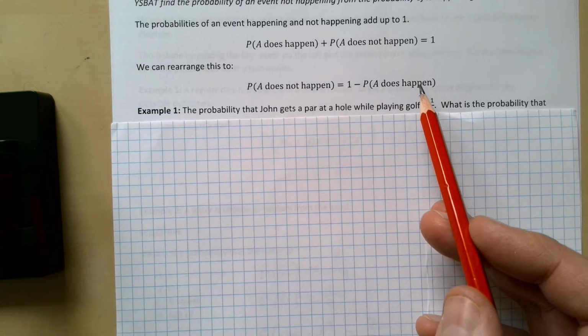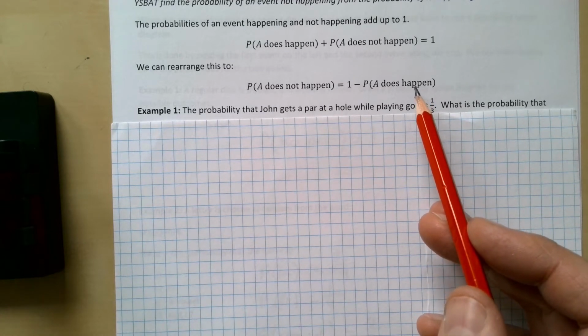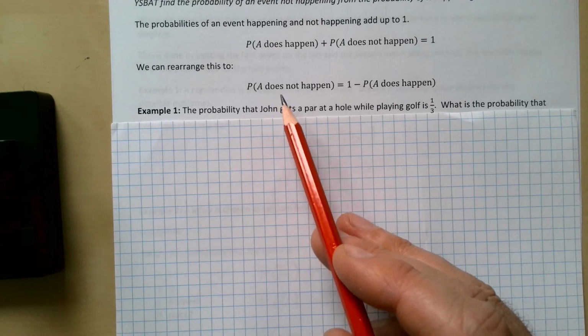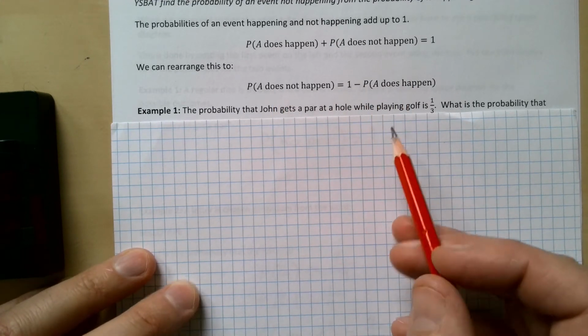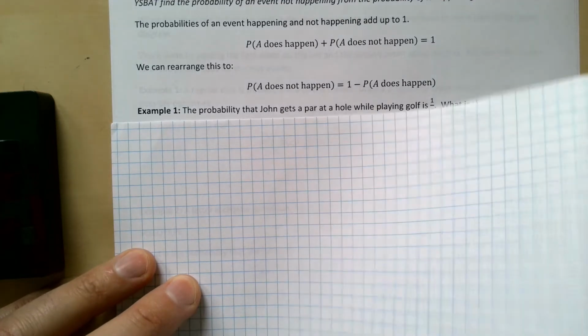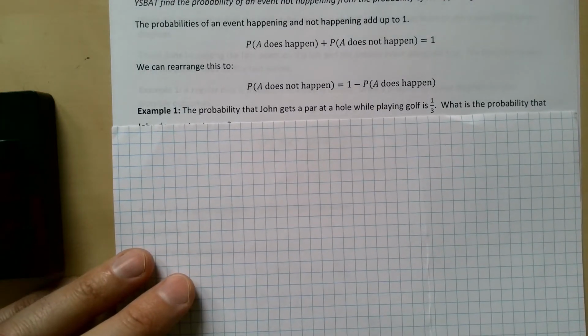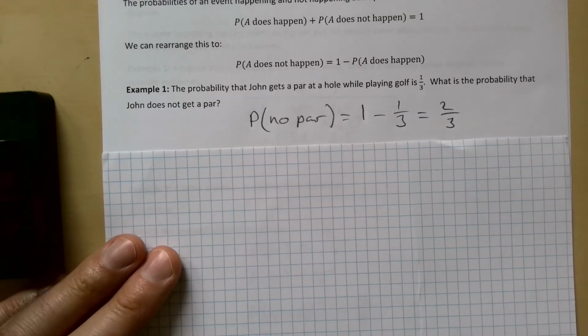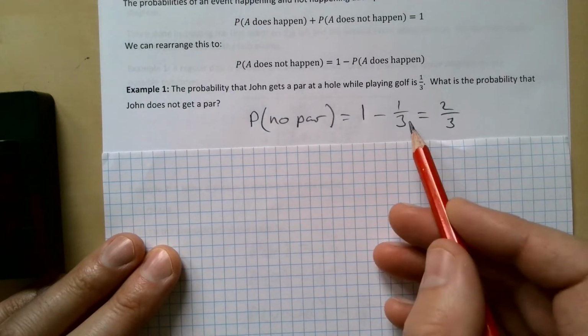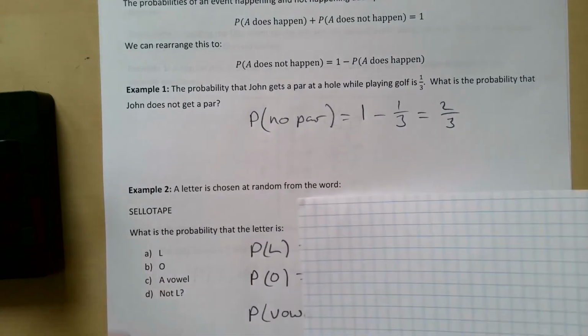Very straightforward example: the probability it's going to rain today is 0.8. What's the probability that it does not rain? It's of course 0.2, which you work out doing 1 take away 0.8. Very straightforward really. Probability John gets a par in a hole while playing golf is a third. What's the probability John does not get a par? So the probability of no par is 1 minus a third, which is 2/3.